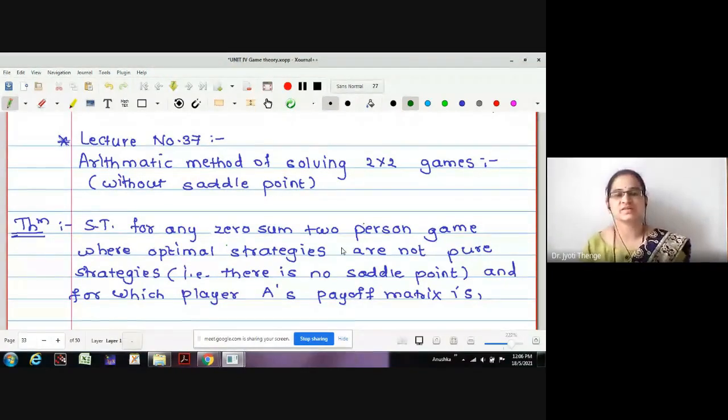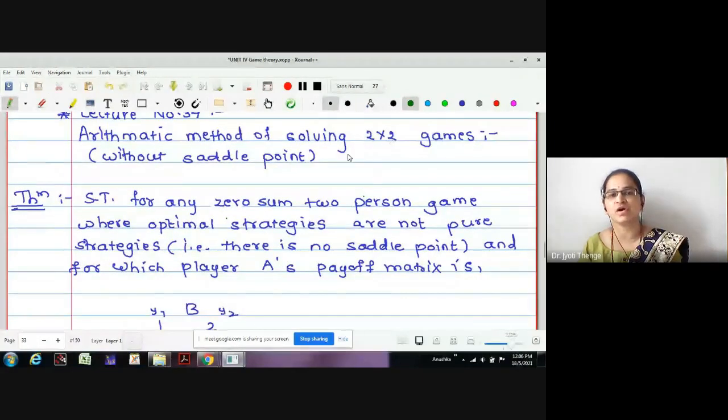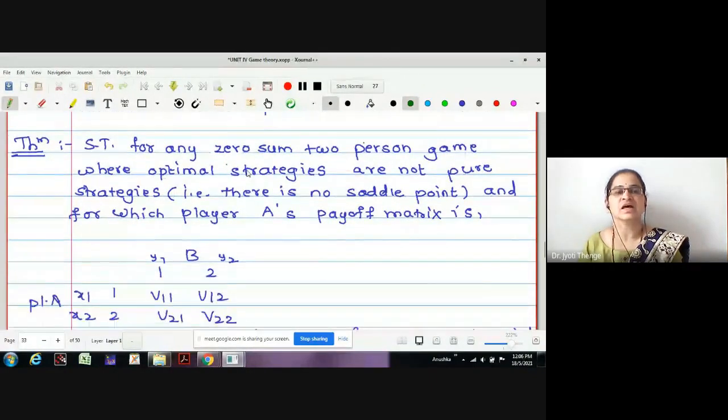In the last lecture, we have seen the arithmetic method of solving 2 by 2 games without saddle point. Previously, we have seen the linear programming problem method for solving rectangular games. Now, this is specially for the 2 by 2 games only, which do not have a saddle point. Not having a saddle point means the strategies played by both the players are not pure strategies. This will be a case of mixed strategies, that is, every player can play all the strategies with some probabilities.